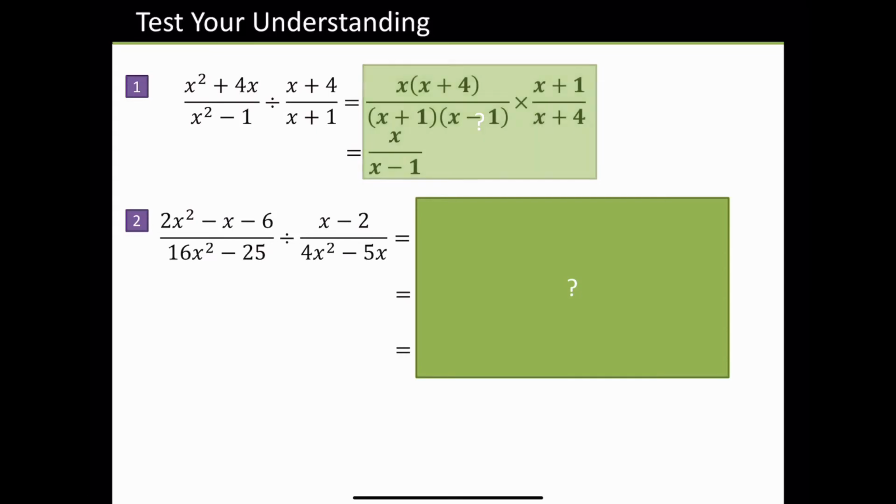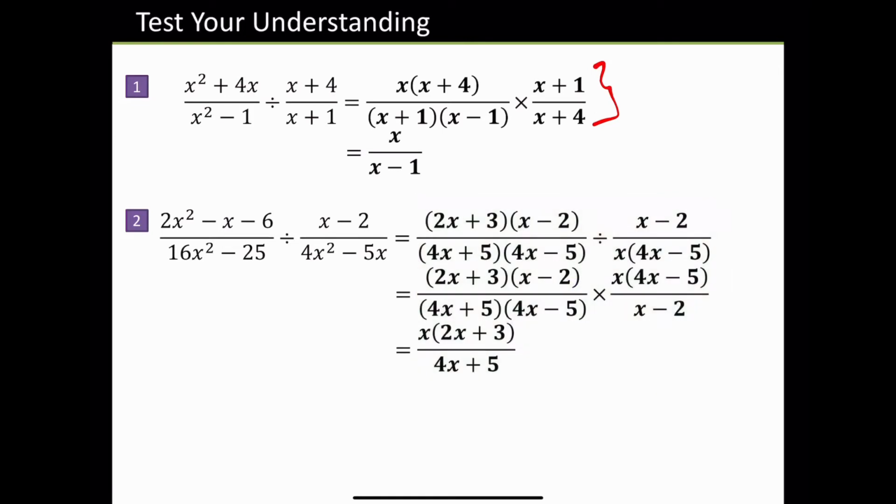So factorize the first one and then flip. So you're left with x over x minus 1. Same again, factorize. And you should be left with... so factorize first, then flip it, and then start cancelling down. If you want to use a different colour pen for this process, feel free to do so. It'll just make it easier for you.